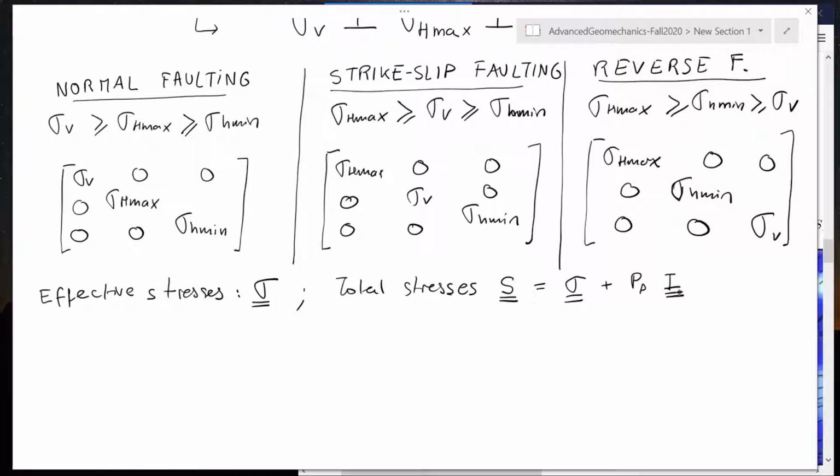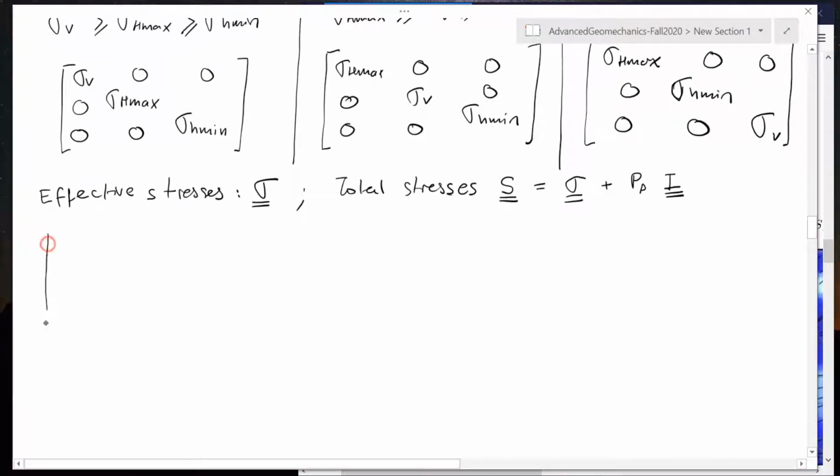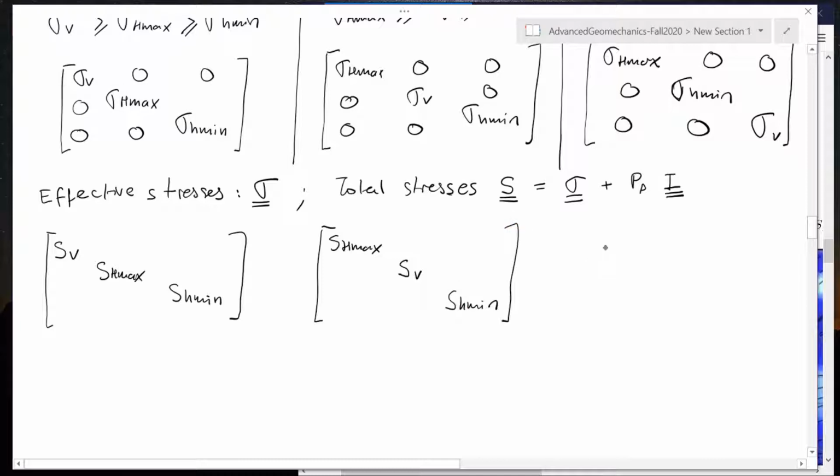So in those conditions then, the matrix that I just wrote can be written as SV, SH max, SH min. I'm going to skip writing the zeros for now. SH max, SV, and SH min. And finally, SH max, SH min, and SV.